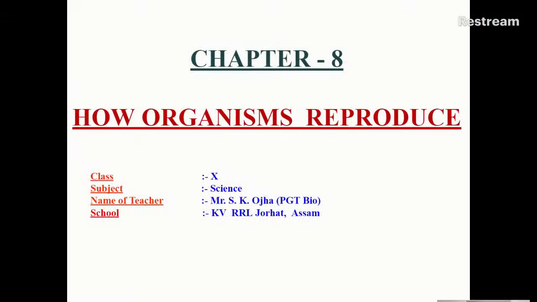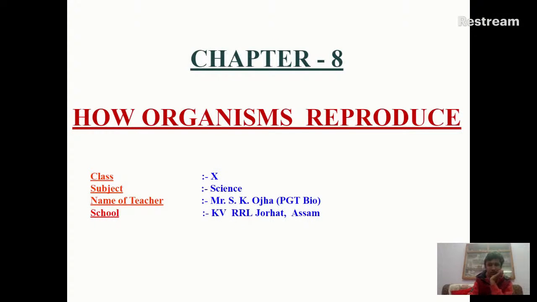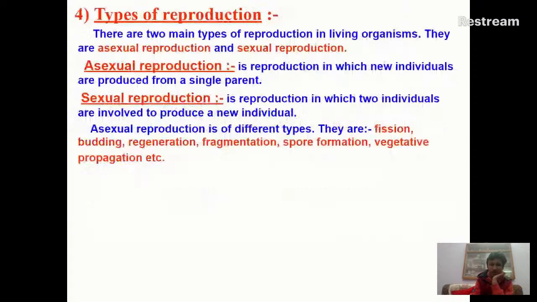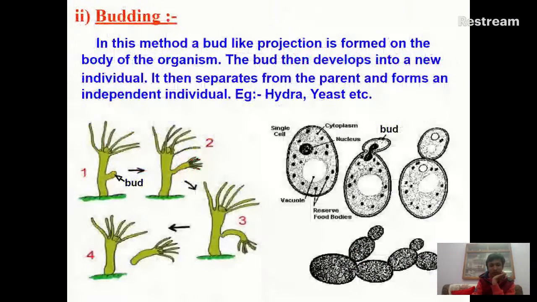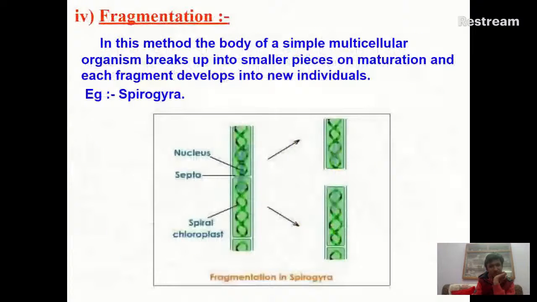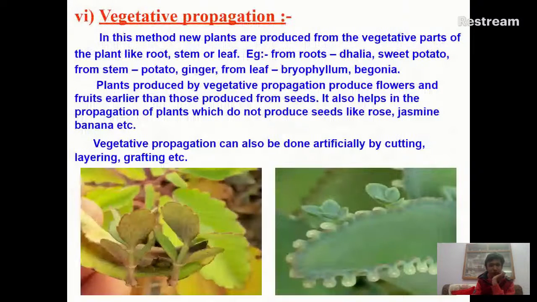Okay, nice. So let's start the chapter, chapter 8, how organisms reproduce. Maybe we have done up to budding and regeneration. I think we have also completed segmentation and spore formation. Yes, from vegetative propagation we have to start now.